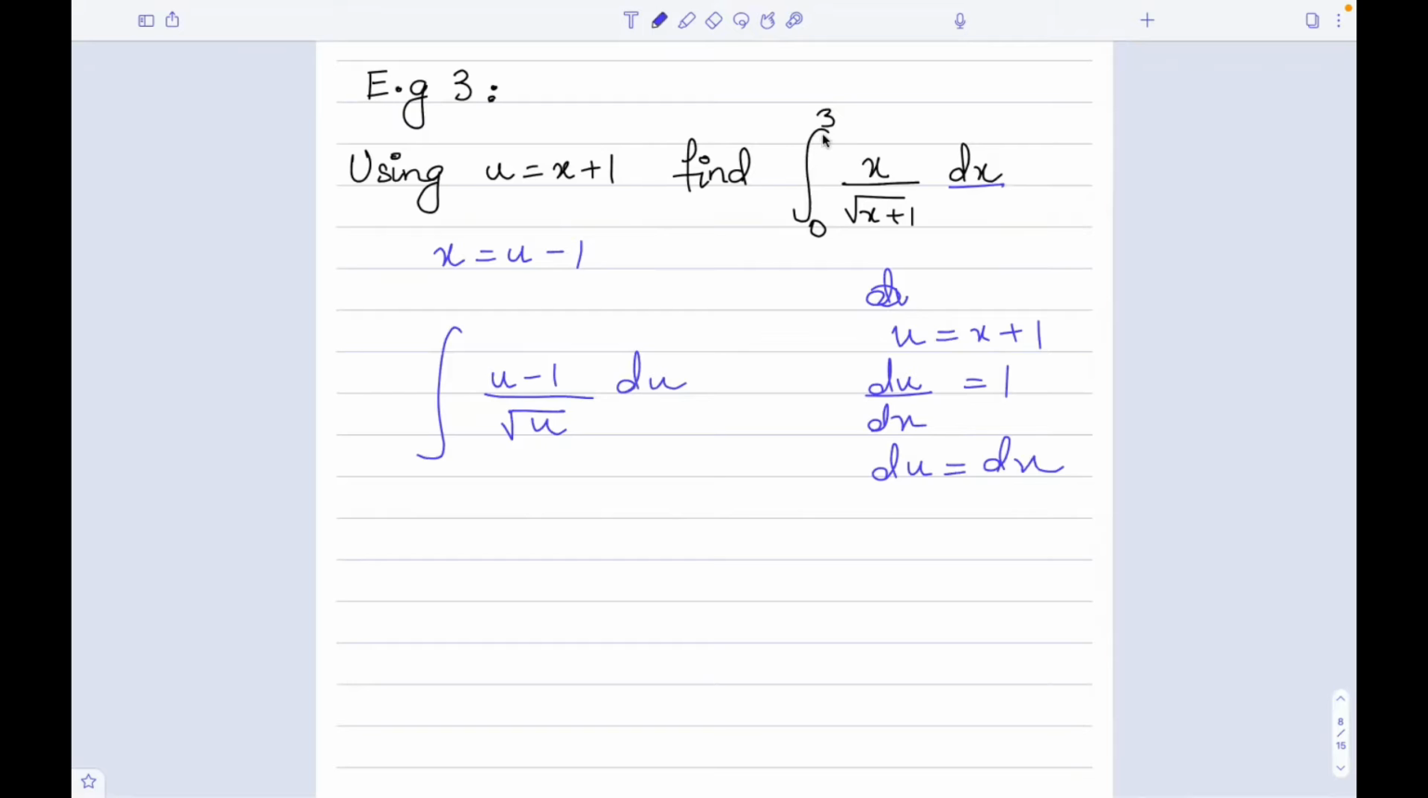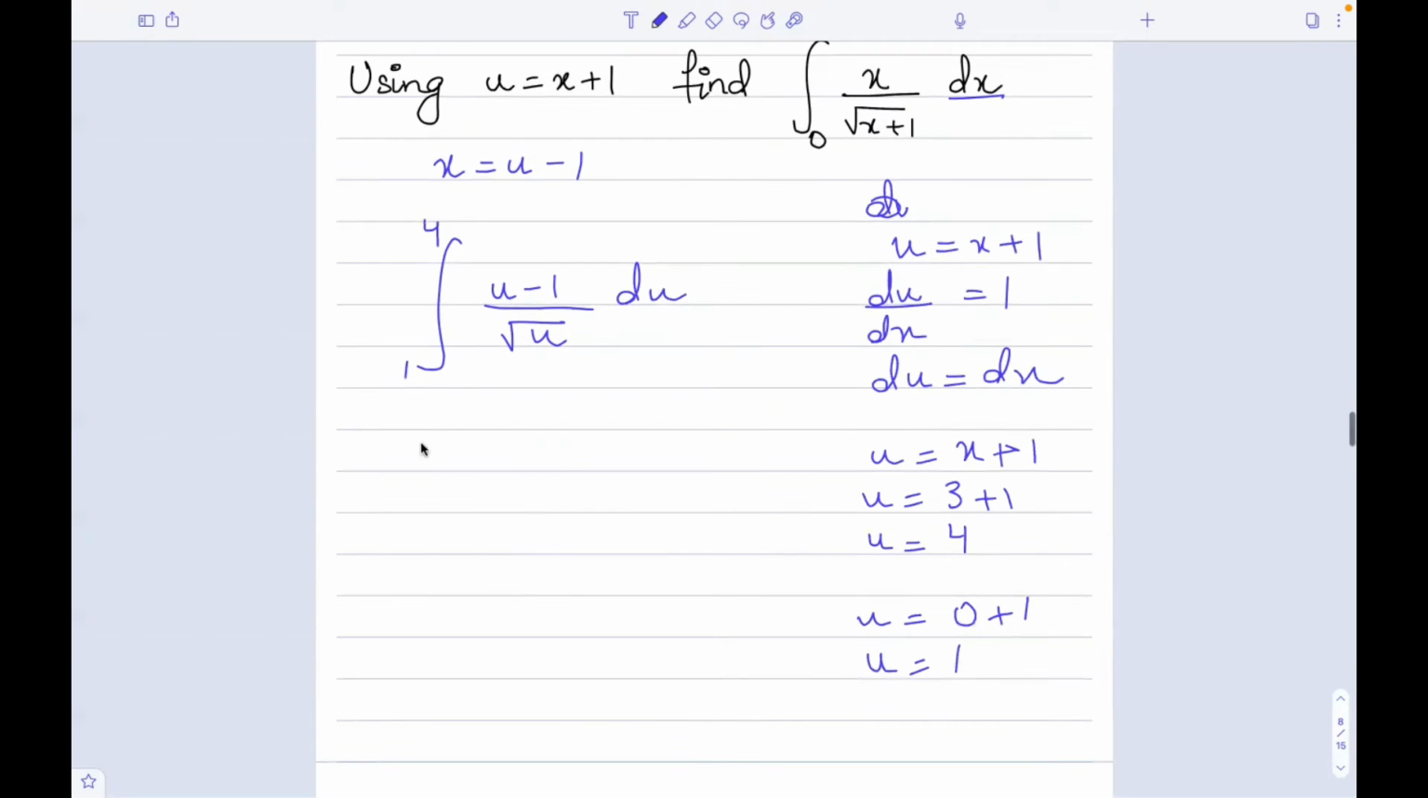Now the limits for the variable x were 3 and 0. So we'll change the limits using the substitution u is equal to x plus 1. So x is equal to 3, the upper limit is 3. So the upper limit for u becomes 4, and the lower limit for x is 0. So the lower limit for u becomes 1.